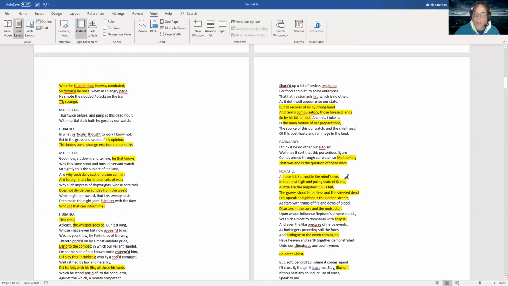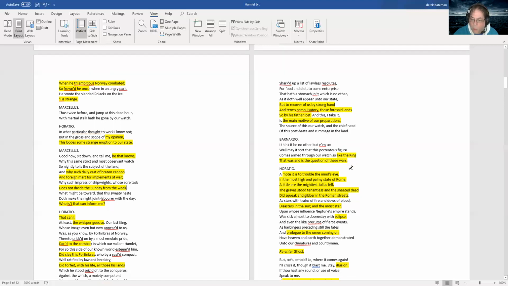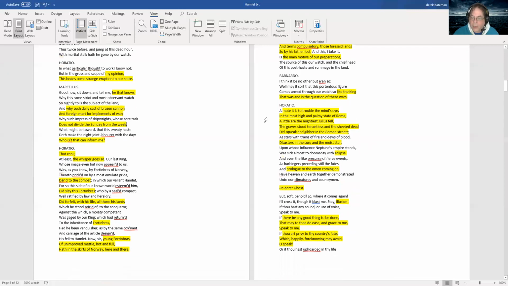All right. "The watch so like the king that was and is the question of these wars." So Horatio goes on, and he makes a reference here. Again, I'm going to go through it because it is difficult to fully understand, but it is important. He is reflecting on the state of Rome. What we're dealing with now is the disruption, right?